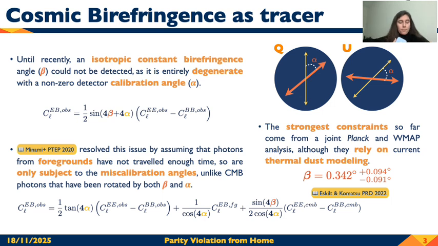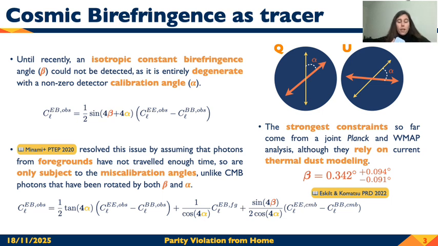The thing is, in 2020, Minami and collaborators were able to resolve this issue by basically assuming that the photons coming from foregrounds haven't had enough time to be subject to this birefringence effect. So photons coming from foregrounds will have only been rotated by alpha versus CMB photons that will have been rotated by alpha plus beta.